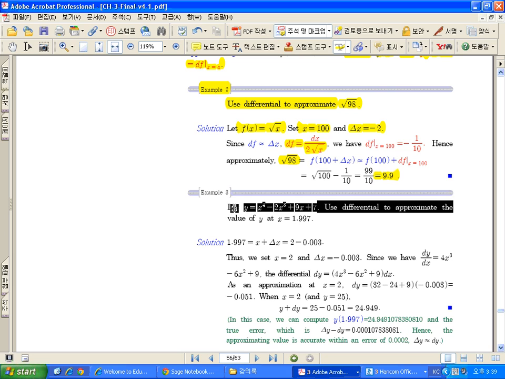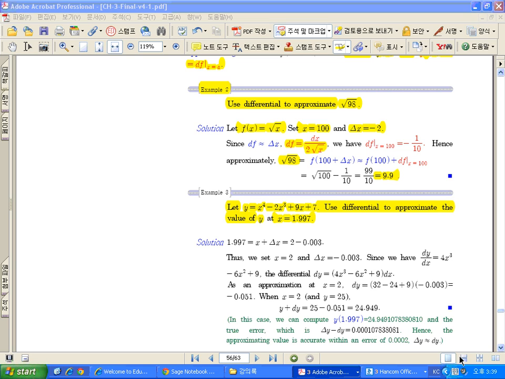Let y be a polynomial like this, then use the differential to approximate the value of y at x is equal to 1.997. Okay, let's see the solution. Since 1.997 is equal to 2 minus 0.003, we can think of minus this value as a delta x. Then since we have dy over dx is equal to 4x cubed minus 6x squared plus 9 from this function, the differential dy can be written in this way.